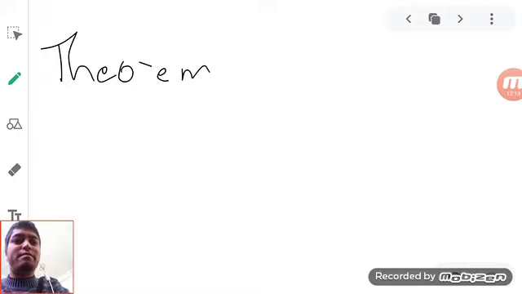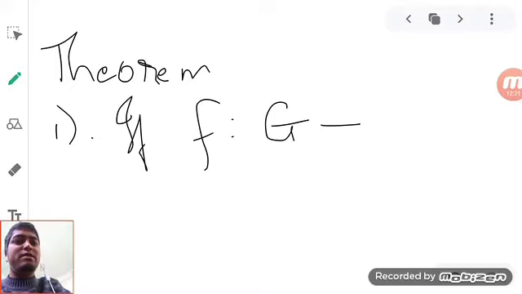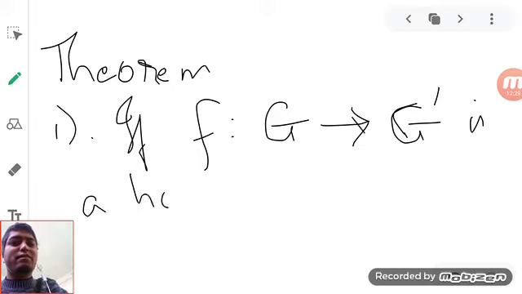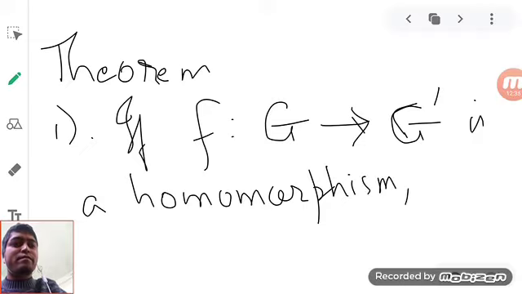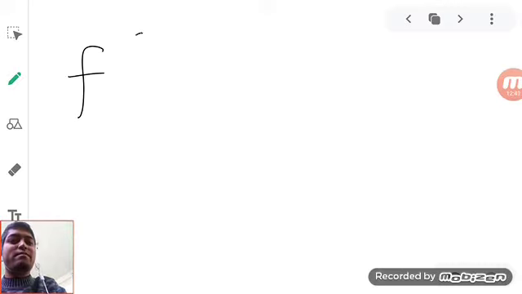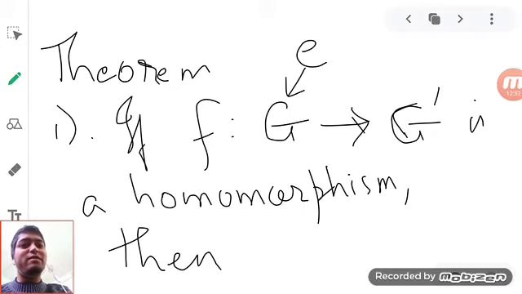The first theorem says that if F from G to G dash, again with the operation star and O, is a homomorphism, then F(E) = E dash. That is, the identity of the group G is always sent to the identity of the group G dash. E is the identity of G, and E dash is the identity of G dash.